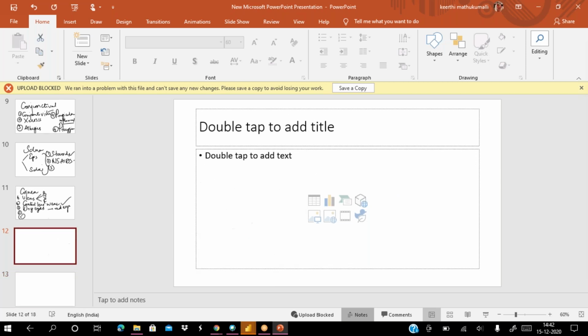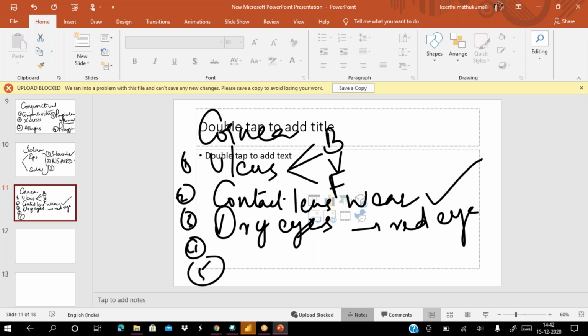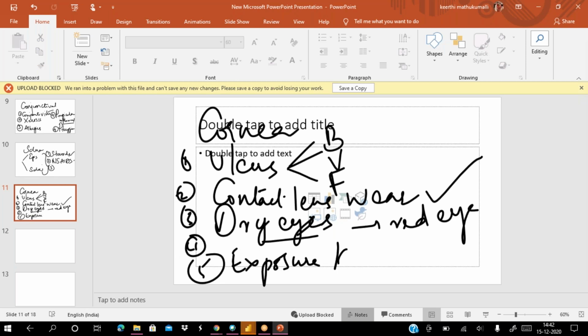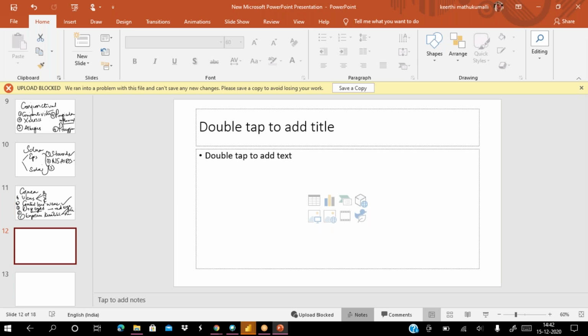Okay, so any other causes related to cornea? Exposure keratopathy, ma'am. Exactly, dry eyes and exposure keratopathy or keratitis. So any keratitis, like viral keratitis, fungal, acanthamoeba keratitis, any inflammation of the cornea can cause red eye, right? Now after cornea, where will we go?